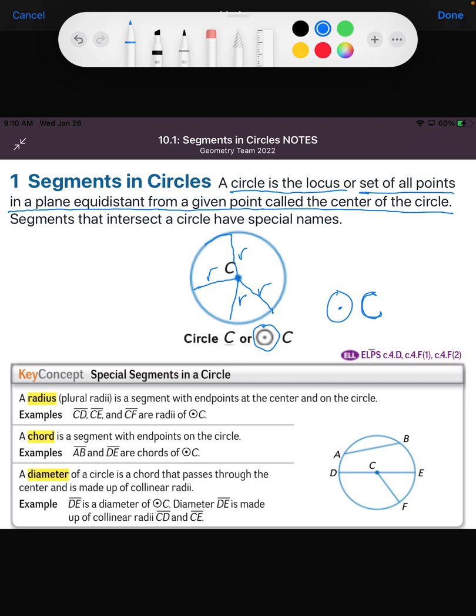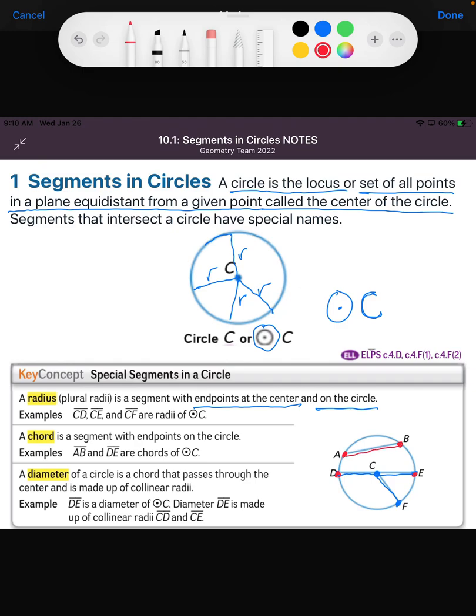The radius, or radii is plural, is a segment with endpoints at the center and on the circle. So at the center and on the circle here, our radius is going to be CF, or it could also be CE or CD. A chord is a segment with both endpoints on the circle. So A and B are both on the circle, D and E are both on the circle, so those segments are going to be called chords.